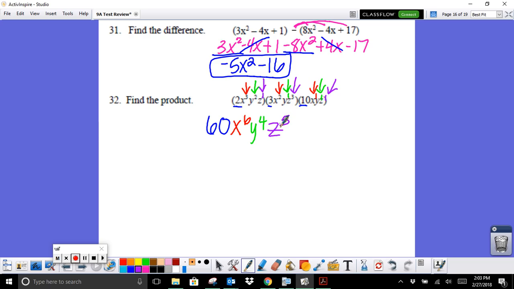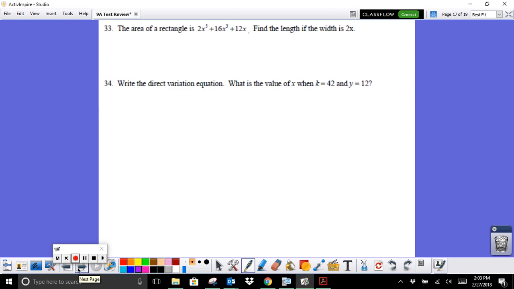All right, number 33. The area of a rectangle is that. Find the length if the width is 2x. We're going to take that, divide it. So 2x to the 5th over 2x, I'm going to subtract these exponents. So that's going to be x to the 4th plus 16 divided by 2. We're going to divide these like this. 16 divided by 2 is 8. Subtract your exponents, so x squared. And then 12 divided by 2 is 6. And then those x's are going to cancel out.